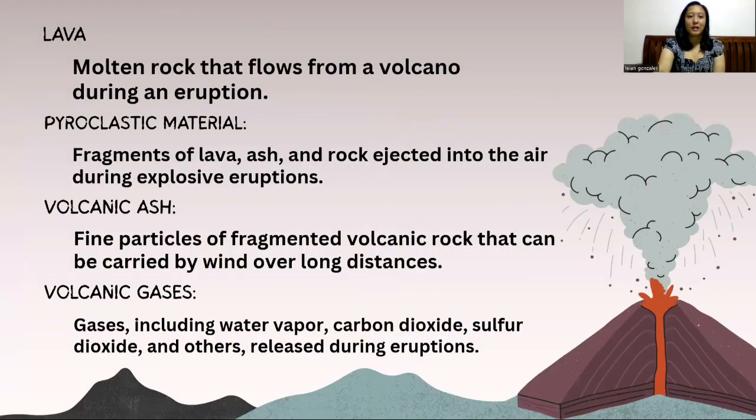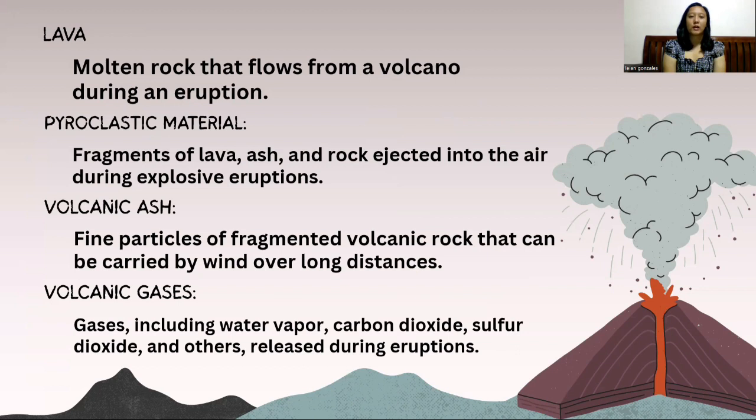First, we have the lava. It is molten rock that flows from the volcano during the eruption. Next are the pyroclastic materials. They are fragments of lava, ash, and rock ejected into the air during an explosive eruption.